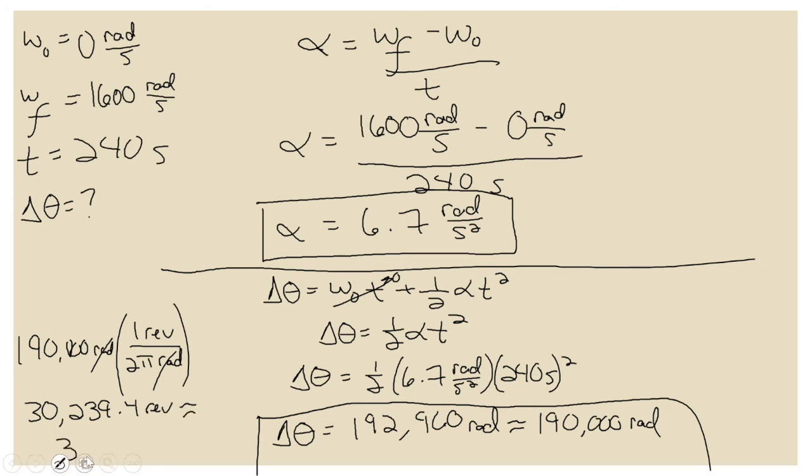And so to 2 significant figures, we will call that 3.0 times 10 to the 4 revolutions, or about 30,000 revolutions. And that is our final answer. Take a second to pause this video here and make sure you have all that solution written down. And when you hit play, we'll move on.